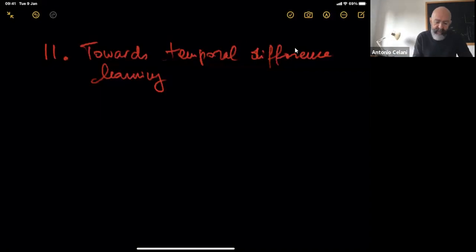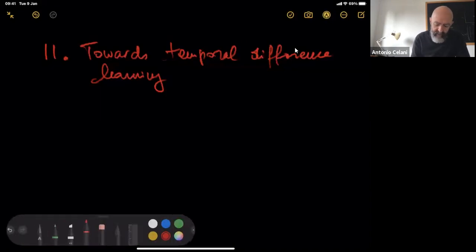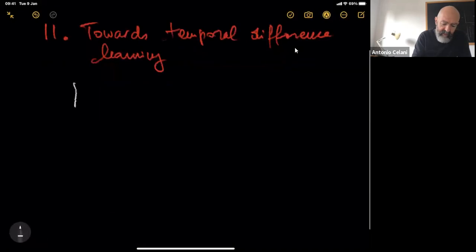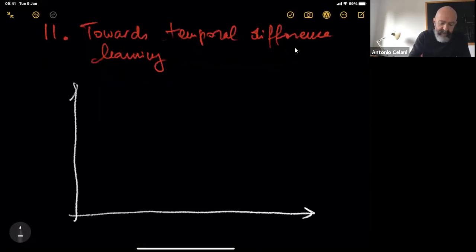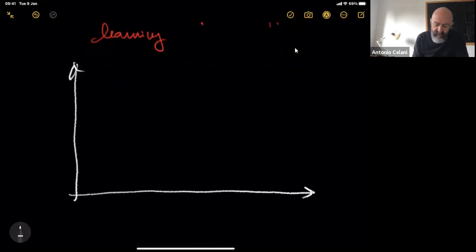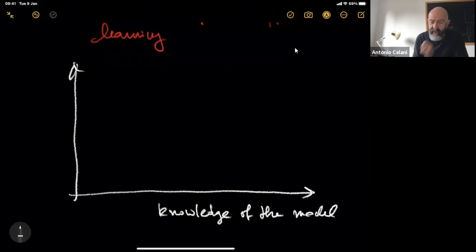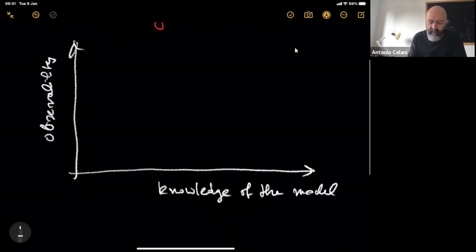So to recap where we stand, let me draw once more our map, which features two axes: our level of knowledge of the model that is underlying our system, the dynamics and the structure of rewards, and our observability of the state system itself. We were sitting here in the upper right corner when we discussed Markov decision processes and the Bellman's equation.